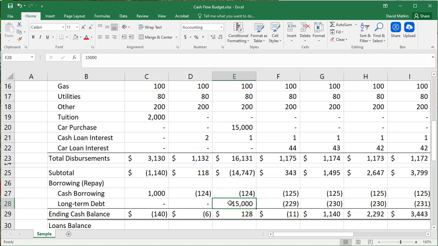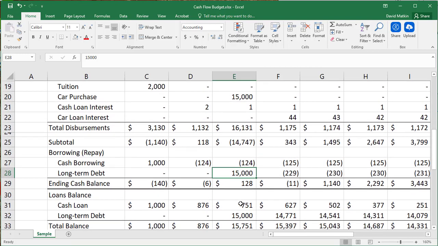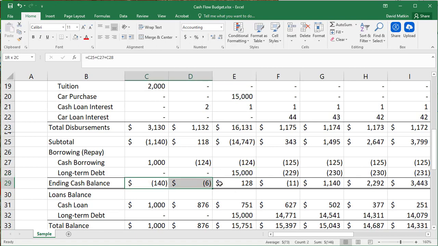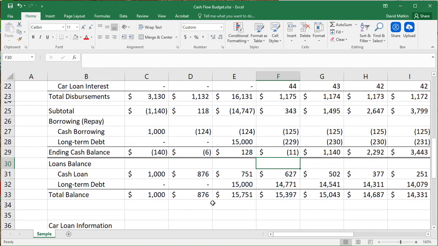And then there's also going to be borrowing for a car. So here's the purchase of the car, and it's a disbursement, and here's the borrowed money for the car. And that gets us to our ending balance. And we're concerned about this ending balance because it gets negative, and this individual can't go negative. They would need to borrow money to be able to cover a negative value.